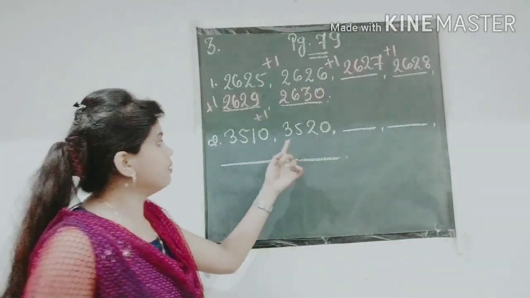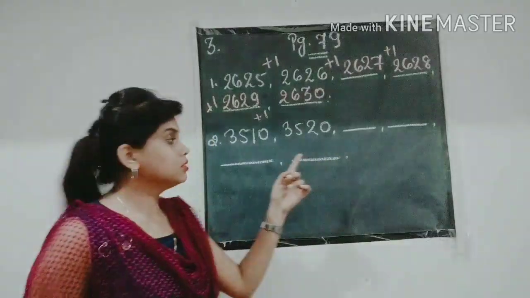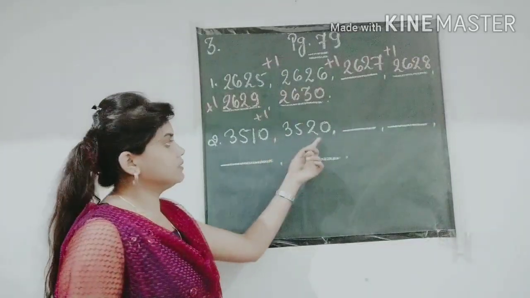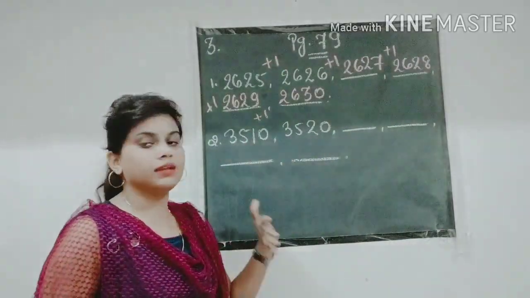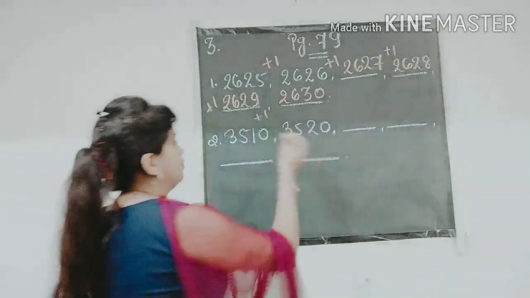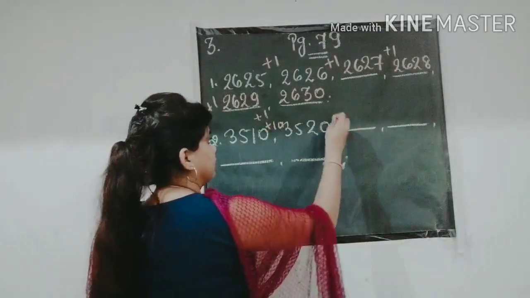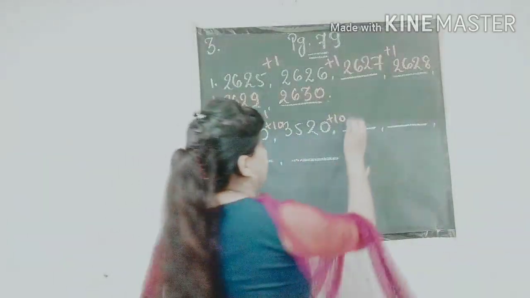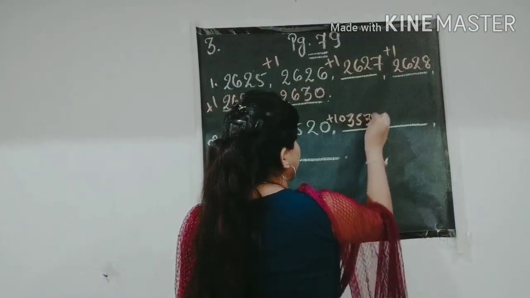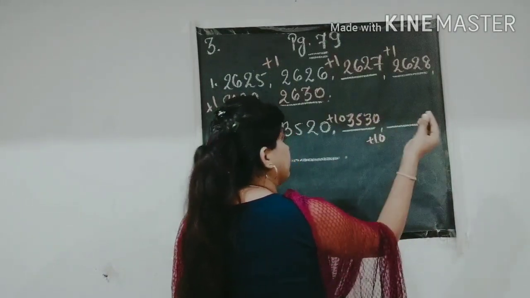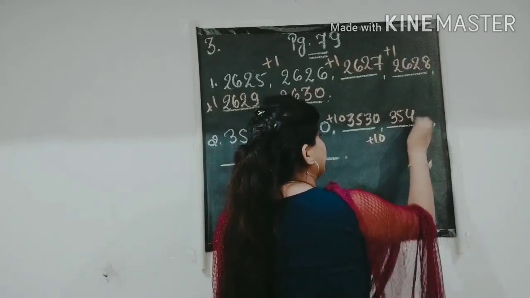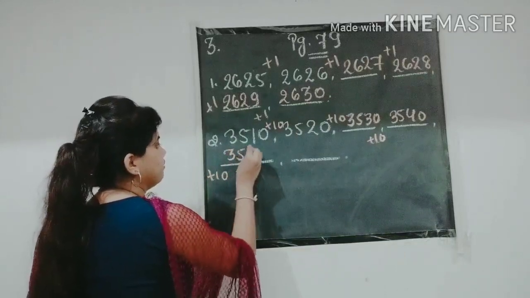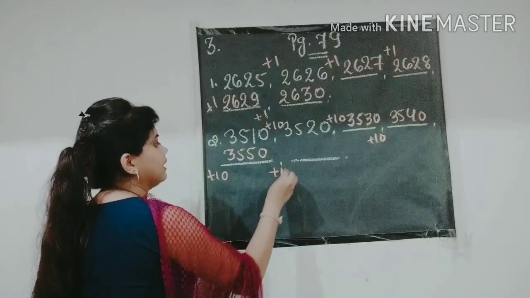Second question, 3510. Next number is 3520. So the numbers are increasing by 10, right? 10 plus 10, 20. That means the numbers are increasing by 10. So what will be the next number? It is increasing by 10. 3520 plus 10 is 3530. Then again add 10 to it, you will get 3540. Again add 10, you will get 3550. Again add 10, you will get 3560.